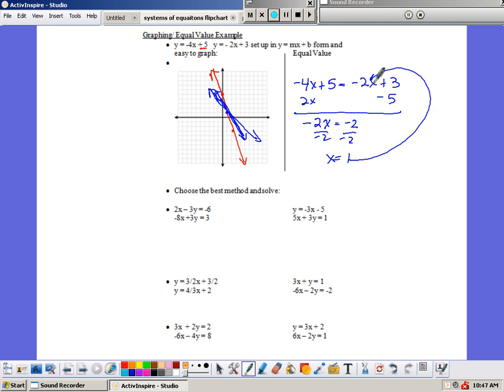Plug 1 back in. Negative 2 times 1 plus 3. Negative 2 plus 3 is 1. So it crosses at 1, 1. And if I did my line right, they would cross there too.